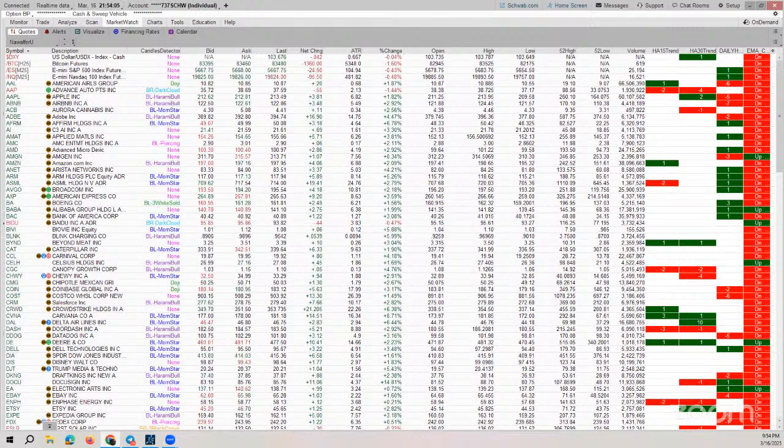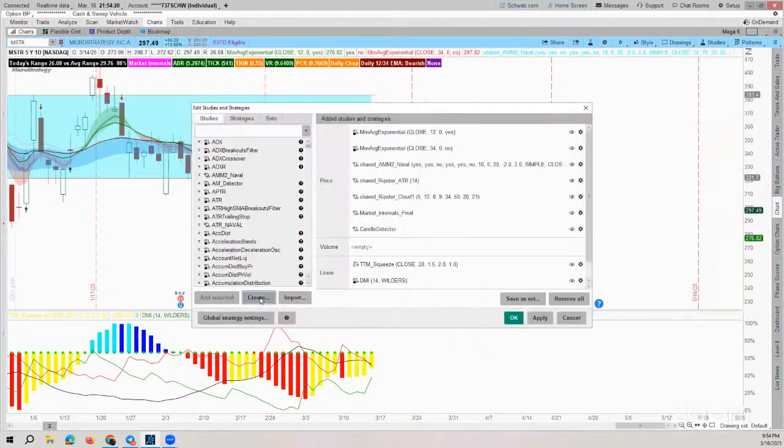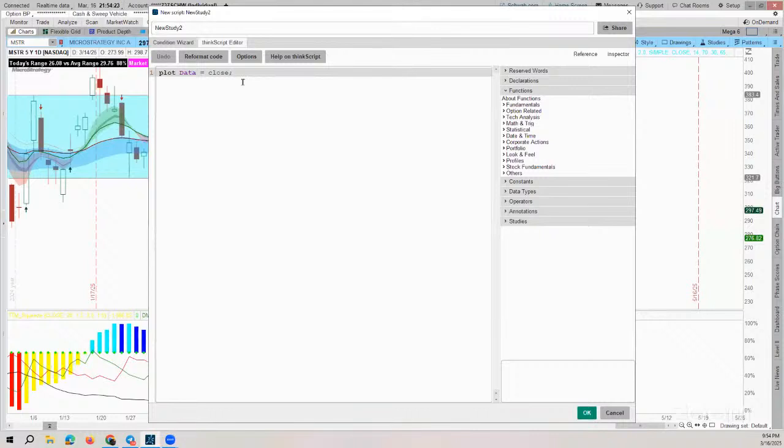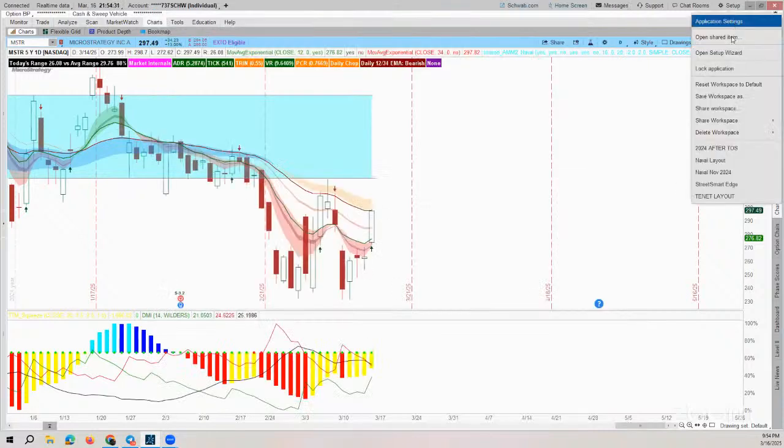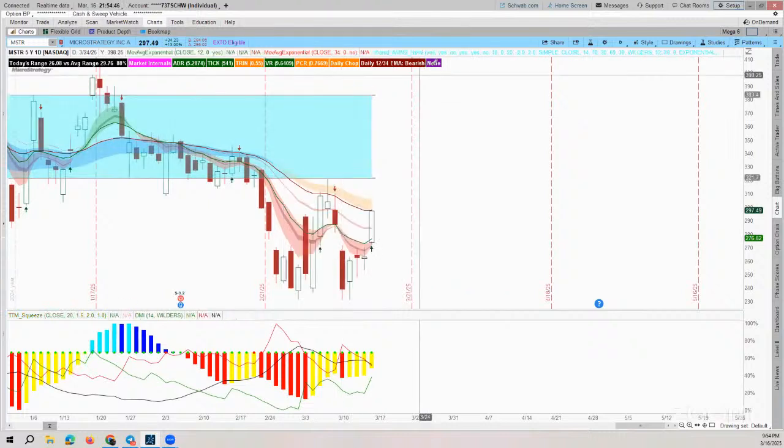Now you can find the script on X as well as on my Telegram. There are a few ways to incorporate it. First, you can go to Edit Studies, click Create, and copy paste the script. That's one way of doing it. The other way is to go to Open Shared Item, put in the URL which I've shared, click Preview and click Import, and then the script will be imported. That's how you can bring that information onto the charts.